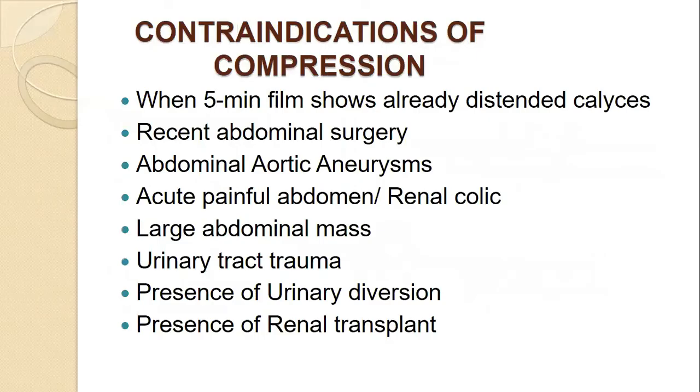Now the contraindications of compression. You can't do compression in every patient, so there are contraindications. When the 5-minute film already shows a distended calyceal system, there is no need for compression. Others are recent abdominal surgery, abdominal aortic aneurysm, acute painful abdomen, urinary tract trauma, presence of urinary diversion, and presence of a renal transplant. So avoid compression.